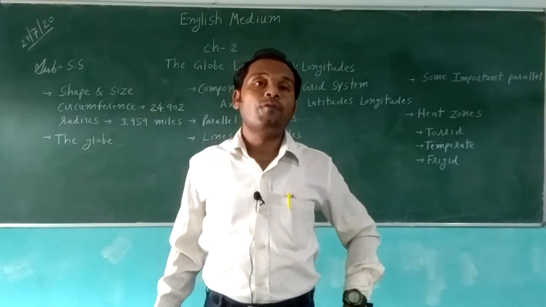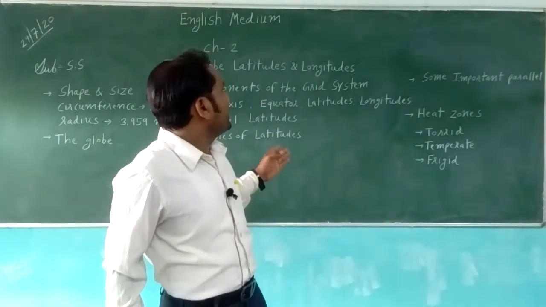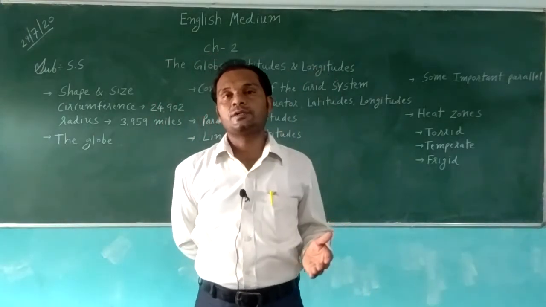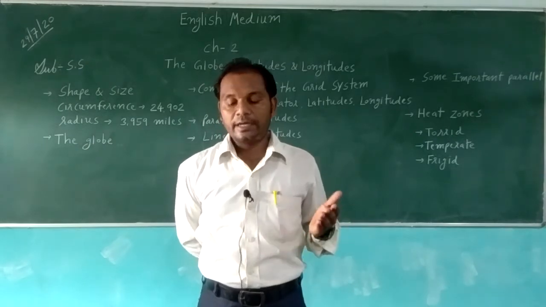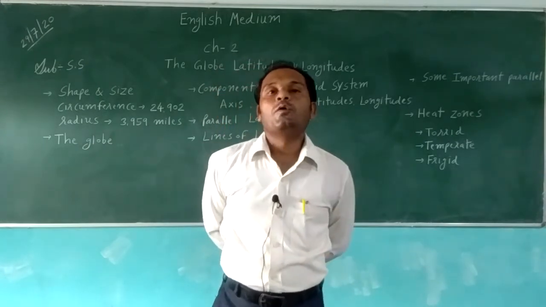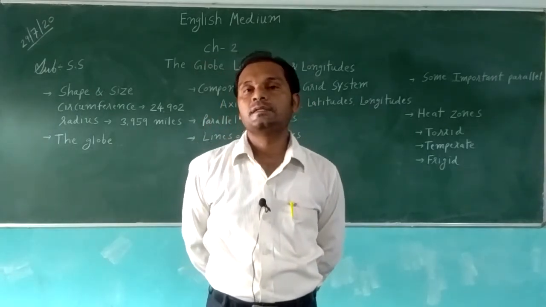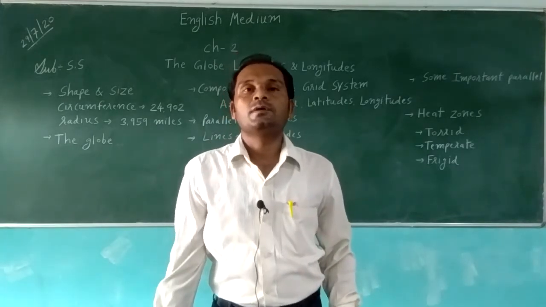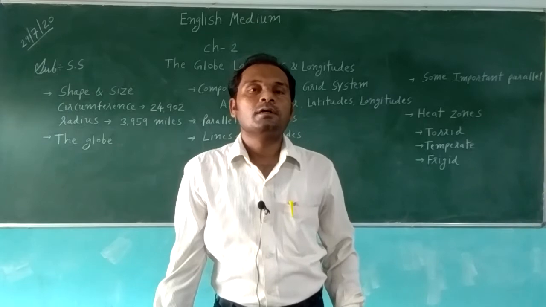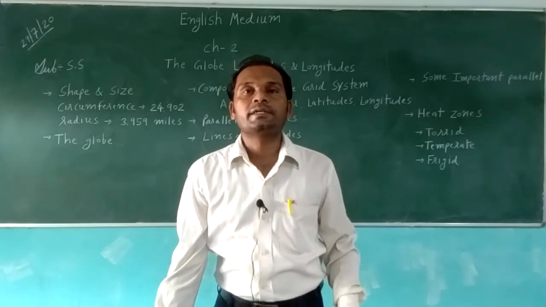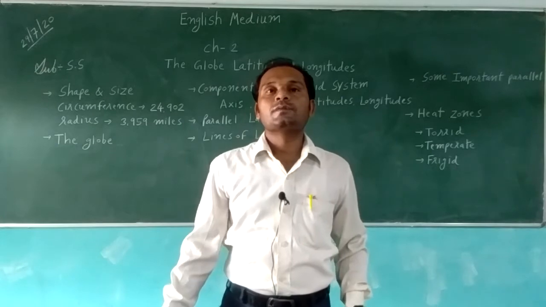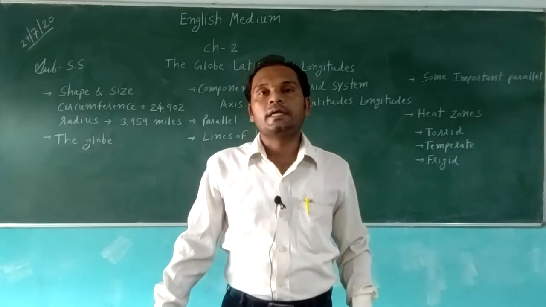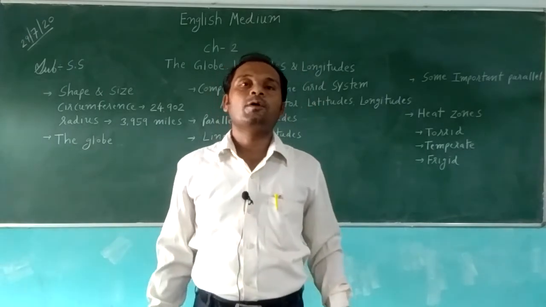Heat zones of the world. We can see the heat zones of the world. Three zones are there: torrid zone, temperate zone, and frigid zone. All parts of the world do not receive the same amount of sun rays and heat at a time, because the earth is tilted on its axis. So some parts of the earth get less sun rays and some parts get more.